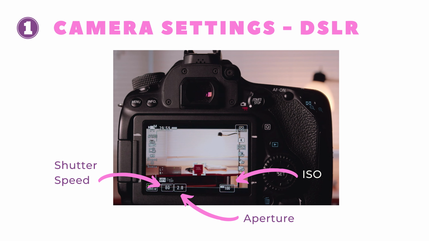So on a Canon camera, and it will look similar on a Sony or a Nikon, those 3 numbers are displayed down the bottom when you're filming. And if you can't see the numbers, you may need to press the info or display button on your camera to see some more information. You can see for the Canon, you have your shutter speed on the left, your aperture in the middle, and your ISO on the right.